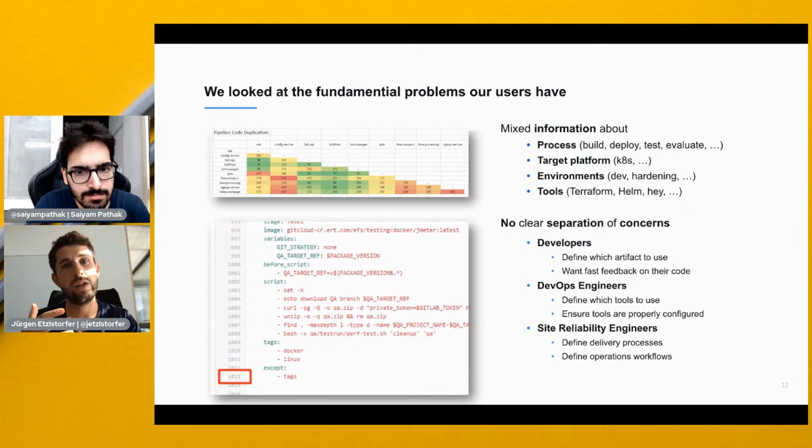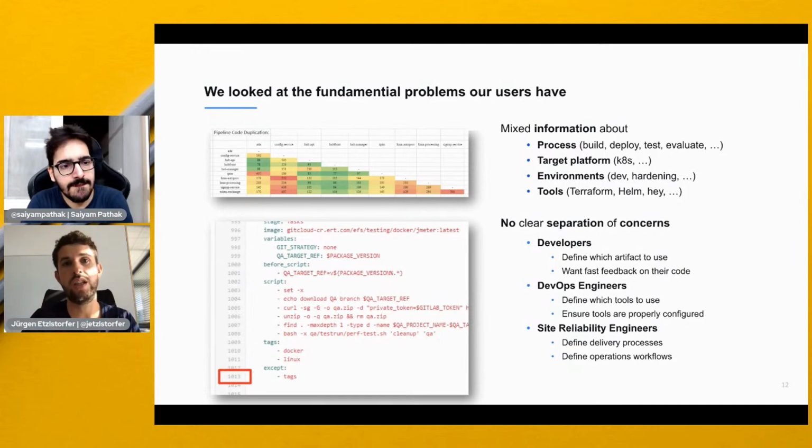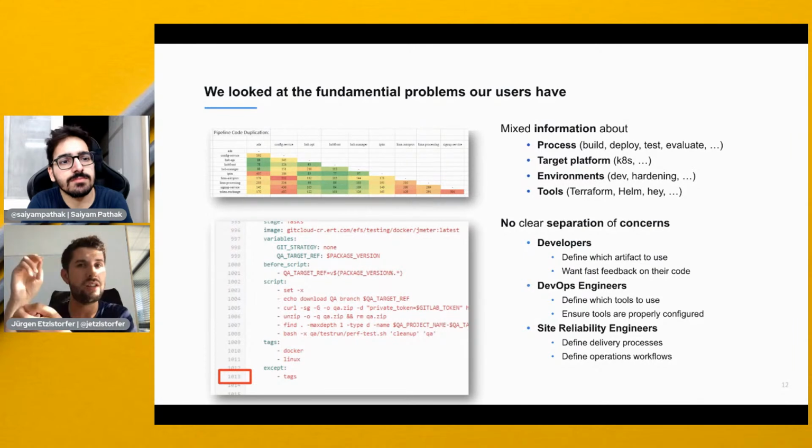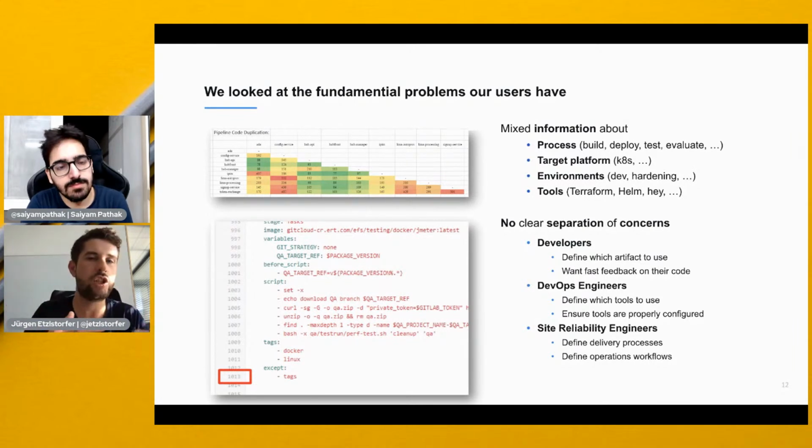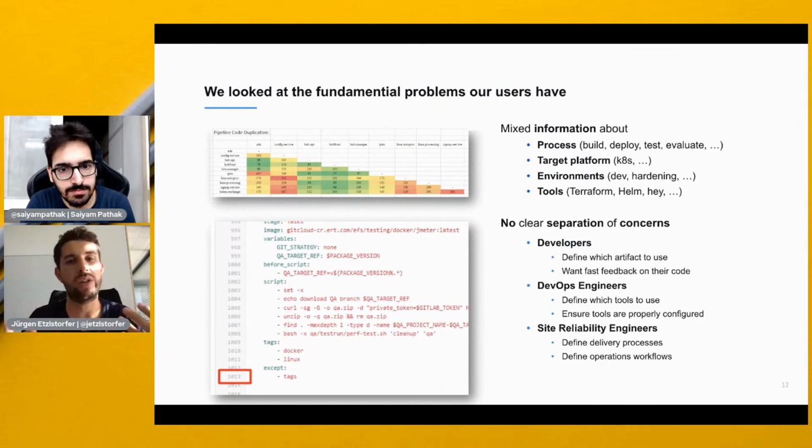And there is no clear separation of the concerns. If the DevOps engineer is interested in all the tools that are involved in the pipeline, the DevOps engineer still has to read the whole pipeline. If a site reliability engineer is interested in the quality checks, they still have to read the whole pipeline, because the checks are somewhere in the pipeline, but it's not very clear where they are and how they are defined.